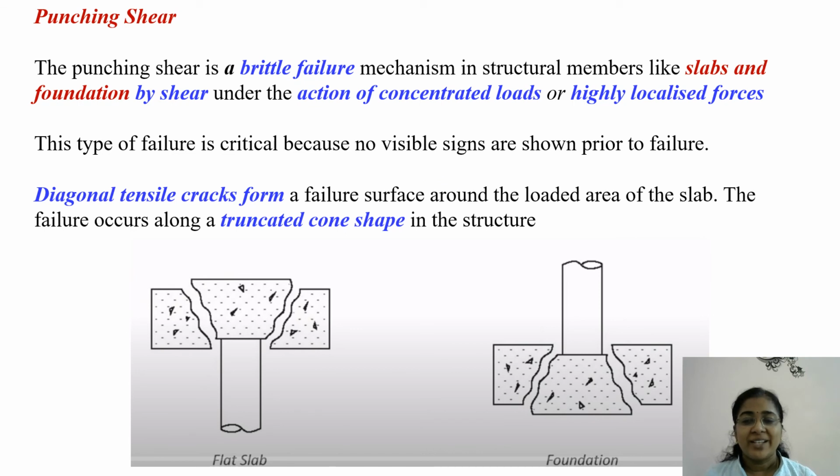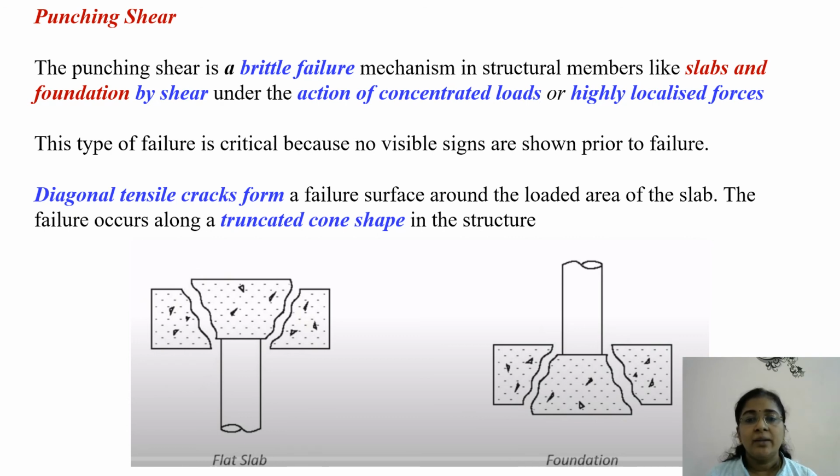Now let us see what punching shear is. This usually occurs in flat slabs and foundations. Punching shear occurs because of the shear effect, and it is a brittle failure mechanism. In the case of a ductile failure mechanism, which we prefer for beams, we get enough warning before the failure. These things you will study in higher semesters. But punching shear is a brittle failure mechanism, usually occurring in slabs and foundations, and it is because of the action of concentrated load or highly localized forces.